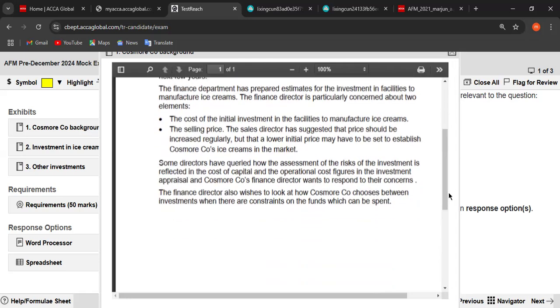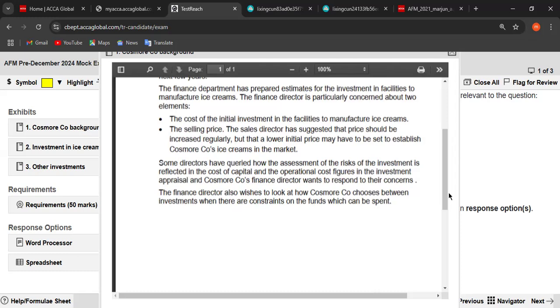Some directors have queried how the assessment of the risk of the investment is reflected in the cost of capital and the operational cost figures in the investment appraisals in C Company. The finance director wants to respond to their concern. So this is the part which the examiner has asked. Some directors have queried how the assessment of the risk of investment is reflected in the cost of capital. As this is a new business, the company is going to do this new ice cream manufacturing. So how will the ice cream business risk be incorporated in the cost of capital and the operational cost figures in the investment appraisal?